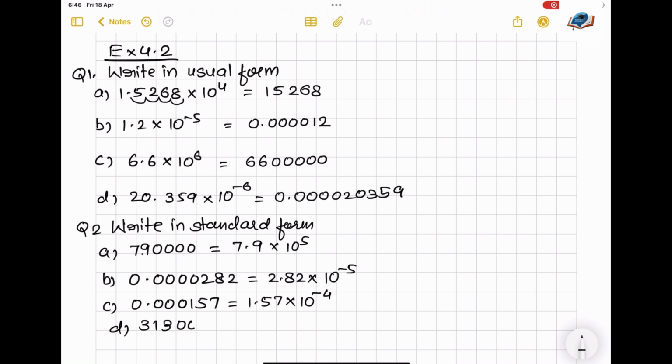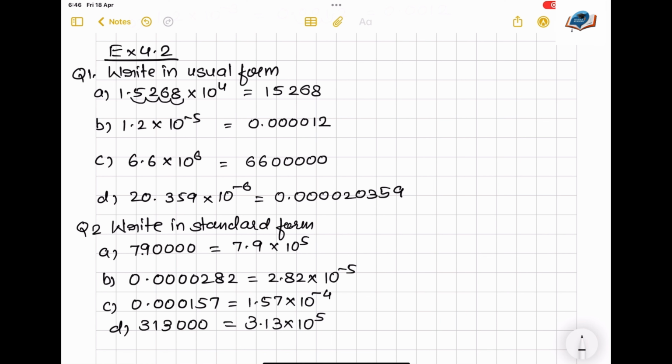D one is 313000. See, now the point is not there. That means it is on the right hand side. So if I bring 1, 2, 3, 4, 5, so it will be 3 into, oh sorry, it will be 3.13 into 10 raised to 5.